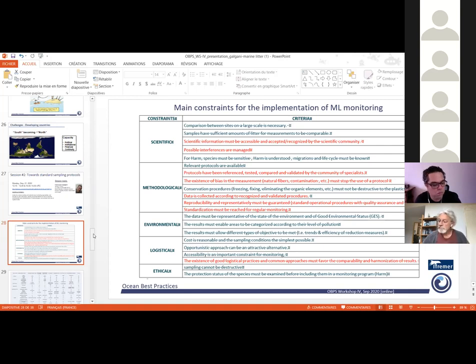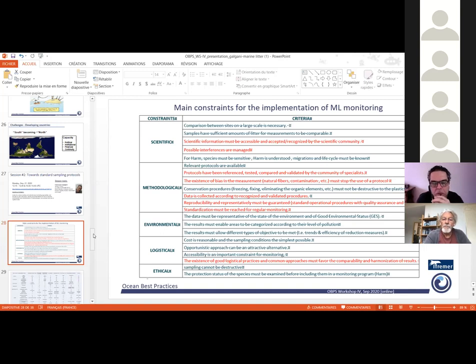Then we have to know exactly what kind of interference can be managed. For instance, for beach litter, we know about modeling and the stranding and so on, but in fact, there are some interferences such as the litter that is coming from land directly by tourism, beach goers and so on, and may not be linked to the pollution of the sea. So this is a kind of interference we must manage and know.